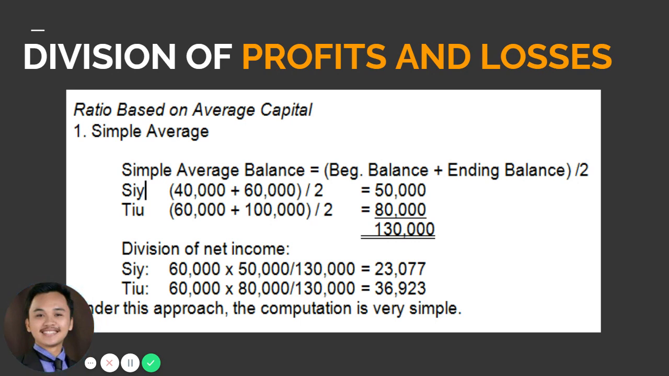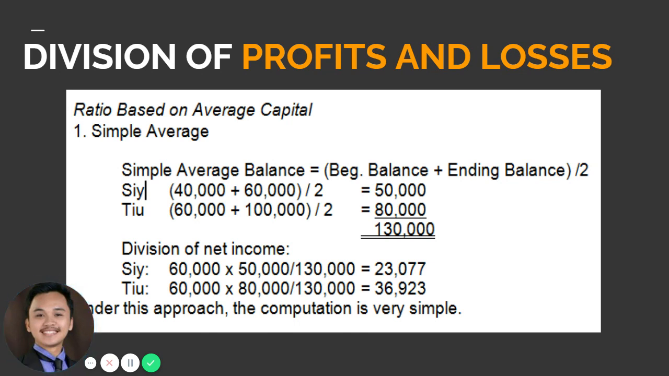So therefore, we have computed the simple average balance: 50,000 for C and 80,000 for Chu. So from that, 50 and 80 are what we will use in computing the net income to be distributed to C and Chu.